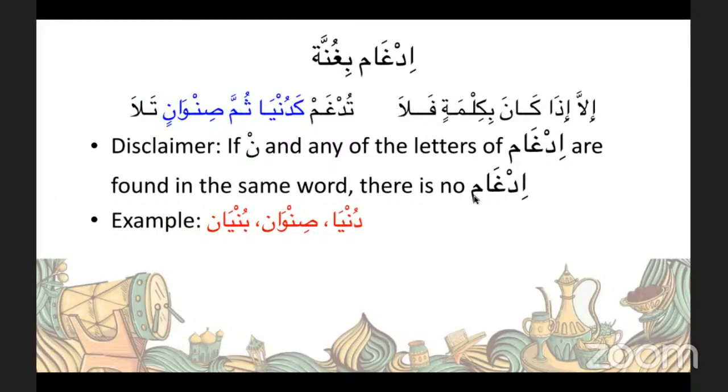All right, we're back. So, like we mentioned, idgham with ghunna has one disclaimer, and the disclaimer is that if noon and any of the letters of idgham are found in the same word, then there is no idgham. And this applies only to the noon sakin, because there is never a situation where a tanween is in the middle of the word. This only applies to noon sakin.